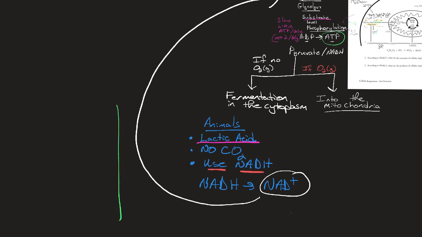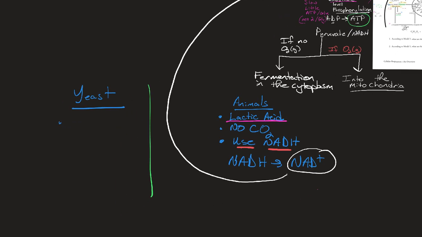And the interesting part is that in yeast and some bacteria, yeast are eukaryotes, they don't make lactic acid, they make alcohol. And they do produce CO2. They produce a gas. They don't make lactic acid. They make alcohol and they produce a gas. We don't produce CO2 when we do fermentation. Yeast do. That's how we use yeast to bake bread.